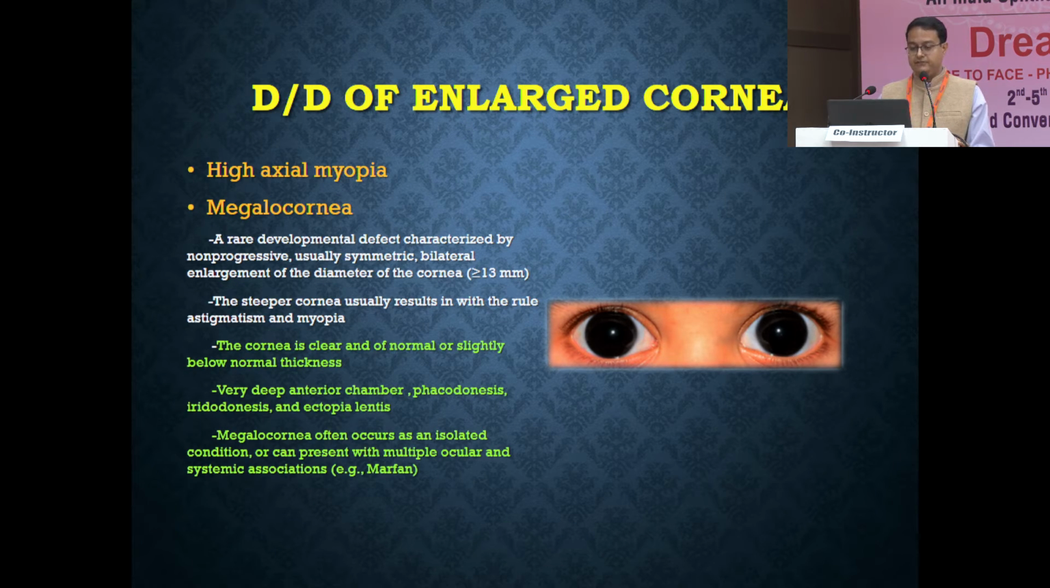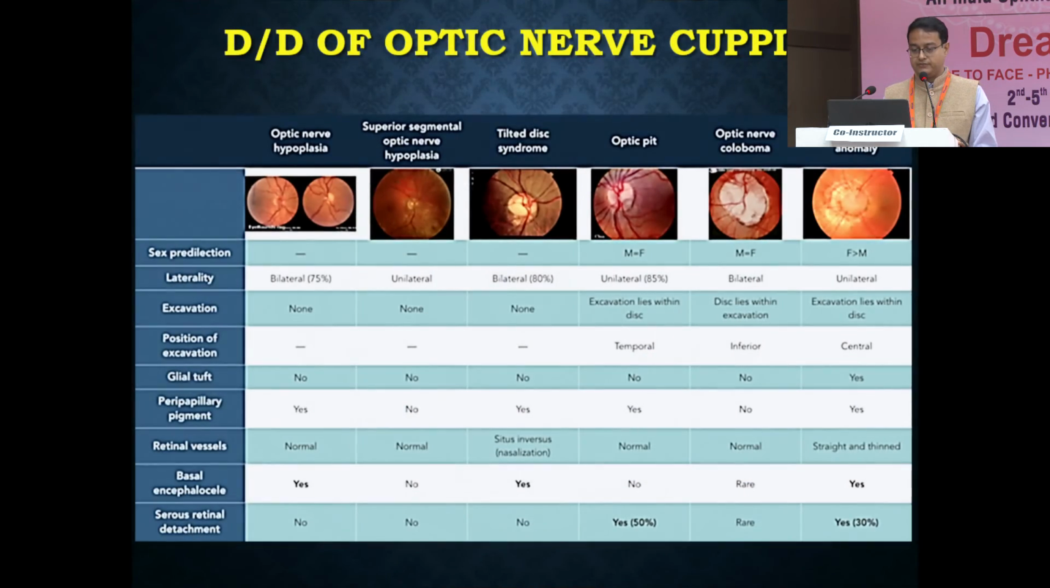These children have very deep anterior chamber, and this is associated with phacodonesis, iridodonesis, and ectopia lentis. Megalocornea often occurs as an isolated condition or can present with multiple ocular or systemic associations, for example Marfan's. So megalocornea is also an important differential diagnosis. And lastly, we can have the differential diagnosis of optic nerve cupping. Again, all these conditions are rare, but sometimes they might confuse you, like optic nerve hypoplasia, superior segmental optic nerve hypoplasia, tilted disc syndrome, optic pit, optic nerve coloboma, morning glory disc anomaly, and so on.